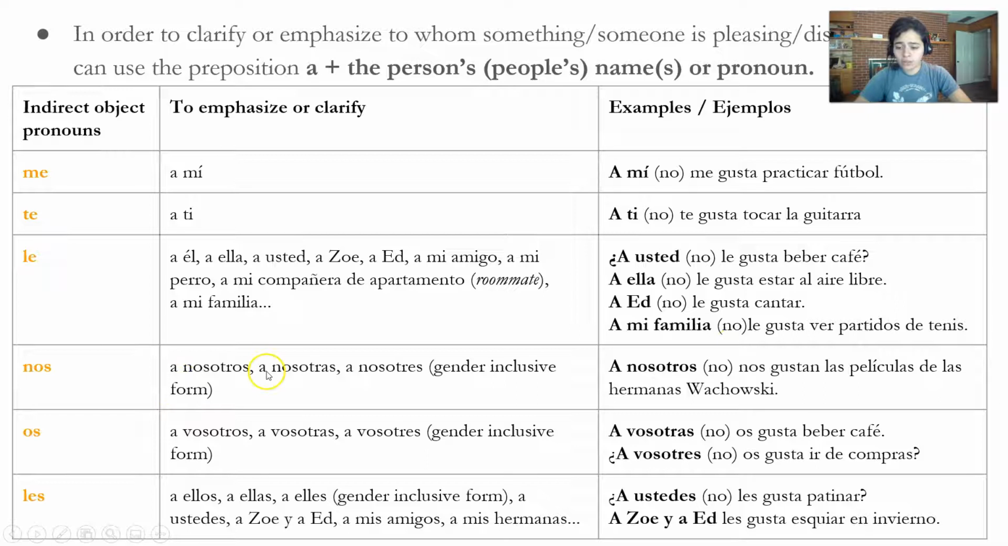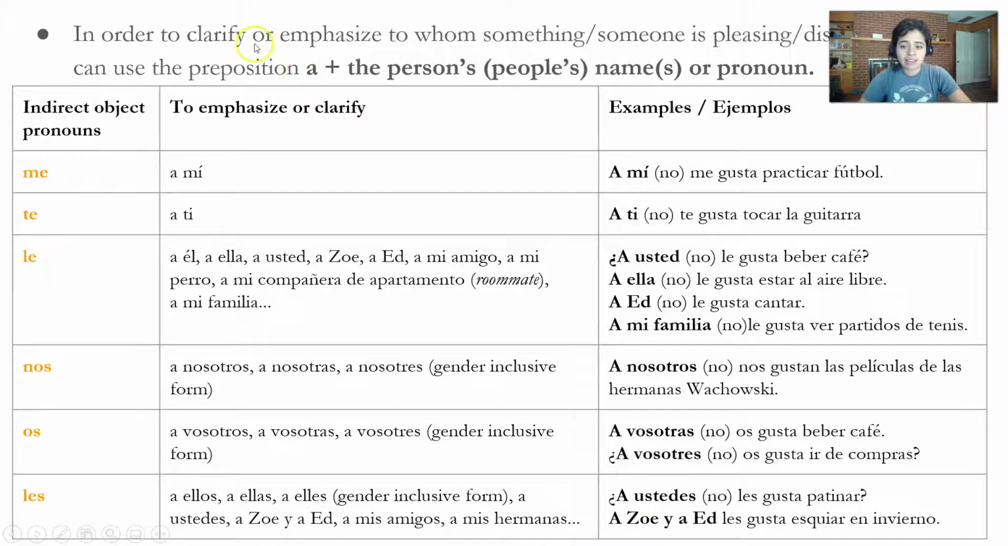Nos, a nosotros, a nosotras, a nosotres, gender inclusive. A nosotros no nos gustan las películas de las hermanas Wachowski. Os can refer to a vosotros, a vosotras, a vosotres, gender inclusive. A vosotras os gusta beber café. A vosotres no os gusta ir de compras. Les, a ellos, a ellas, a ustedes, a mis amigos, a mis hermanas, and so on.